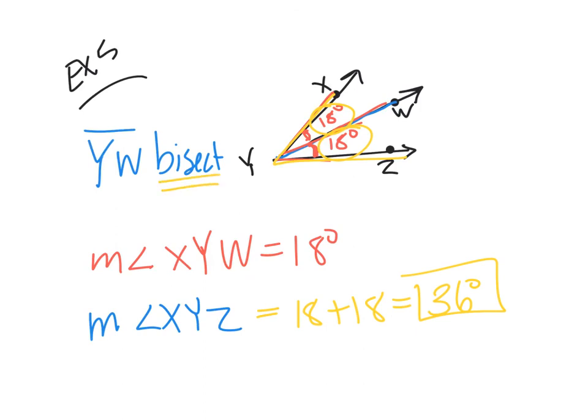Okay, so again, this is angle bisector. It tells you YW is the angle bisector. Just means it cuts it in half, and those two angles are going to be exactly the same. All right, good. So that is your lesson.